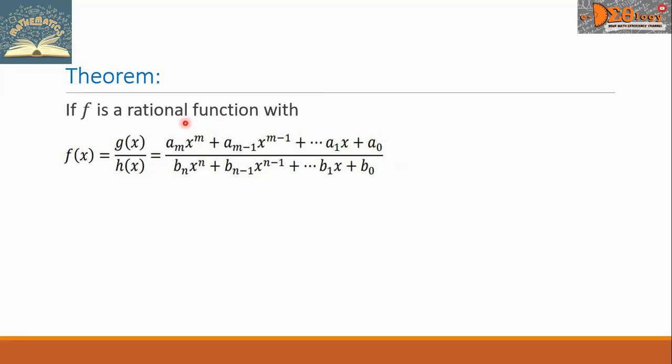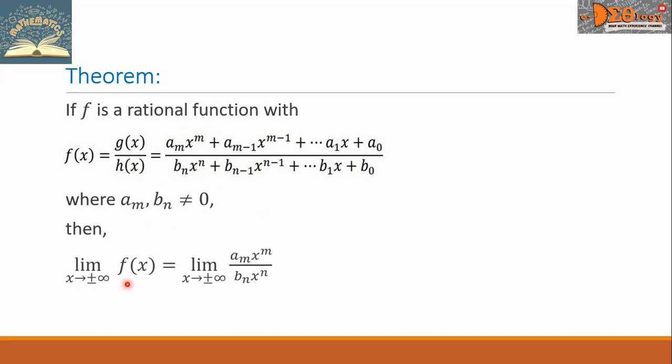g of x starts with the first term, a sub m times x raised to m, and the last term is a constant, a sub 0. While h of x has the first term, b sub n times x raised to n, and the last term is b sub 0, where a sub m and b sub n are not equal to 0. Take note that a sub m is the coefficient of the first term in the numerator, and b sub n is the coefficient of the first term of the denominator.